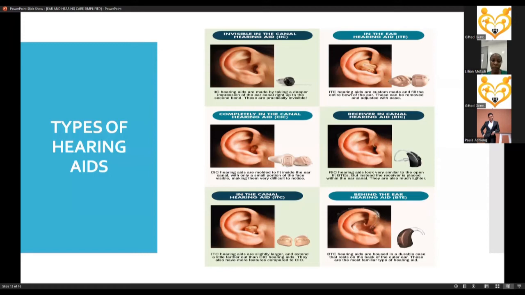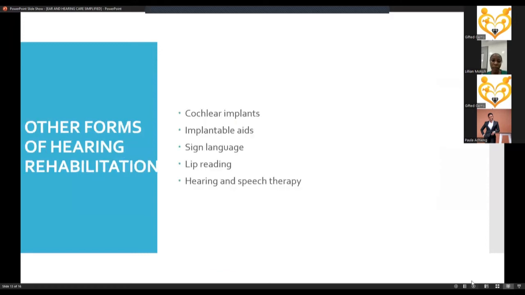You have one that is invisible in the canal. You can have one that is in the ear; you can see it is just visible over there on the canal. You can have one completely inside the canal, so it is only the tip of the hearing aid that is visible. Then you can have the one that has a receiver in the canal. This is a very small hearing aid that you can barely see, but it also has something that receives the sound in the canal. So these hearing aids, again, different people, different needs, different problems, take different hearing aids.